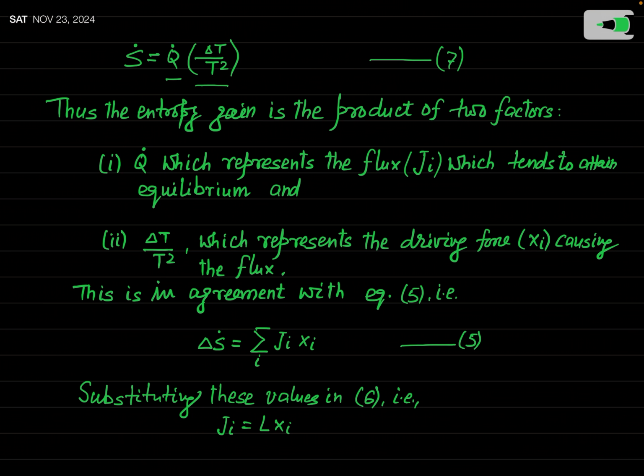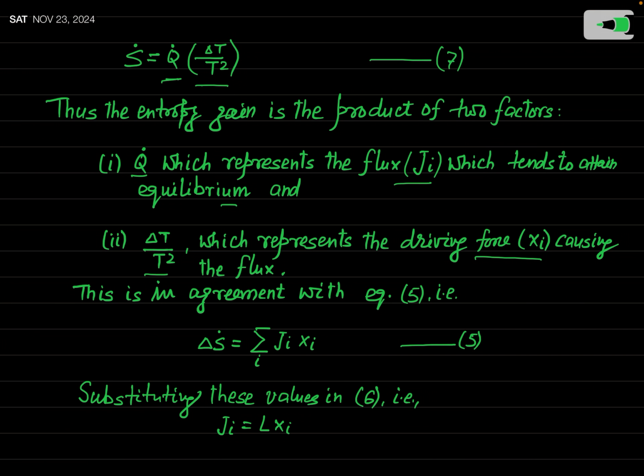So you can see that the rate of change of entropy, or entropy gain, is actually a product of two factors. The first one is Q dot, and what is this Q dot? Actually this Q dot represents the flux Ji. You know, heat flowing per second is called heat flux, and this heat flux actually tends to attain equilibrium. And delta T over T square, this delta T, the difference of temperature, is the cause of this flux. And the cause of flux is called generalized force. So delta T over T square represents the driving force Xi, which causes the flux. Due to this, this heat flux is caused.